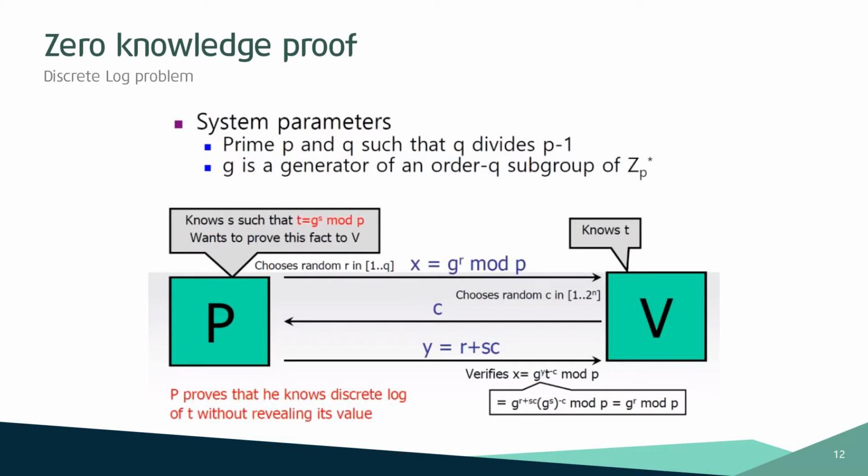In the case of Alibaba, the value of C is only 0 or 1, so P has a probability of knowing and manipulating it, with half probability. But here, the range of C is 2 to the power n, so the probability is 1 over 2 to the power n.